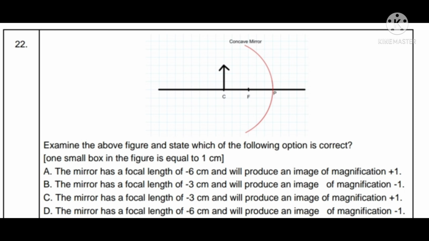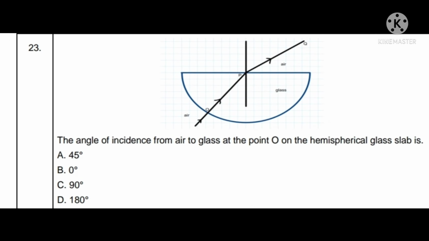Question number 22. Examine the above figure and state which of the following option is correct. One small box in the figure is equal to 1 centimeter. Here the correct option is option B. The mirror has a focal length of -3 and will produce an image of magnification -1.